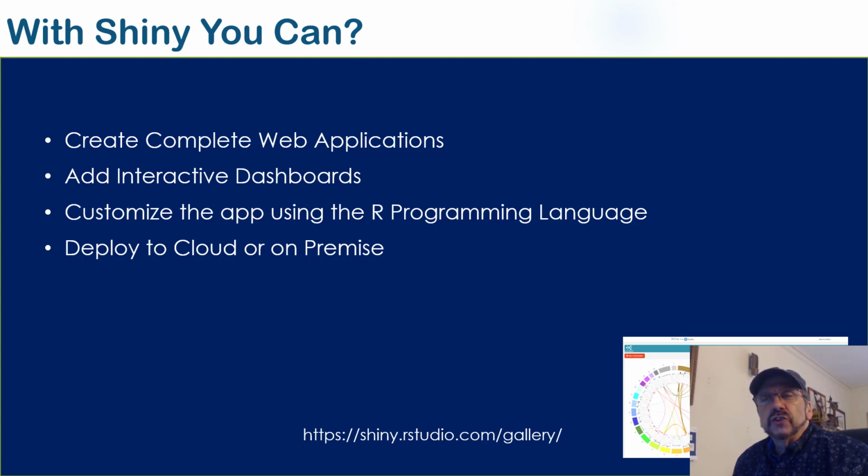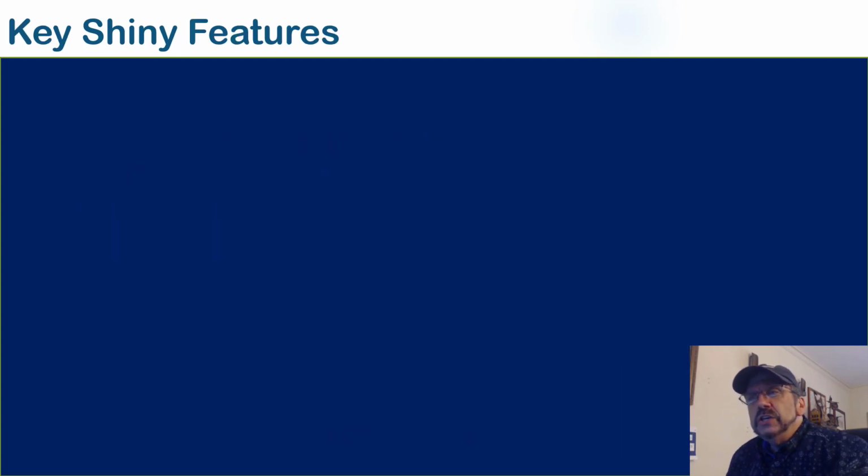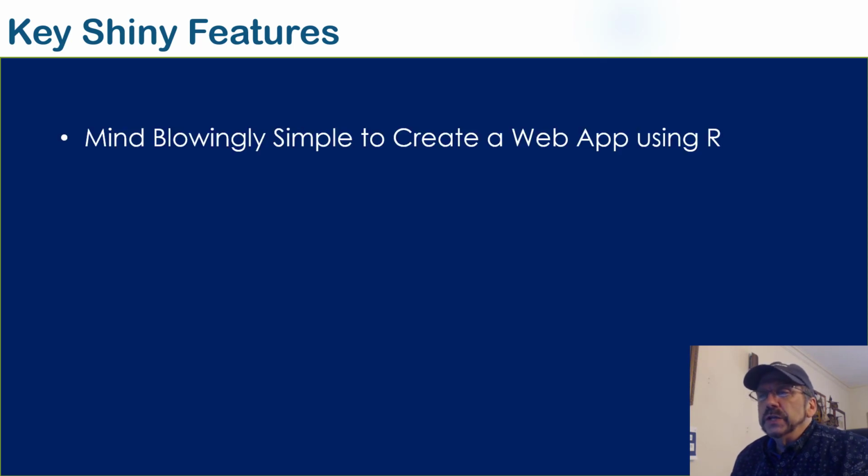Or you can use Shiny.io apps, and I'll take a look at that because that's the easiest way to get started, and then you can decide if you want to stay there or move into something else. Key Shiny features, besides being Shiny. It's mind-blowingly simple to create a web app using R. Now, I'm not a web app developer. I started looking at Shiny, I'm like, click, click, click, and a few minutes later, I had a running dashboard on the internet.